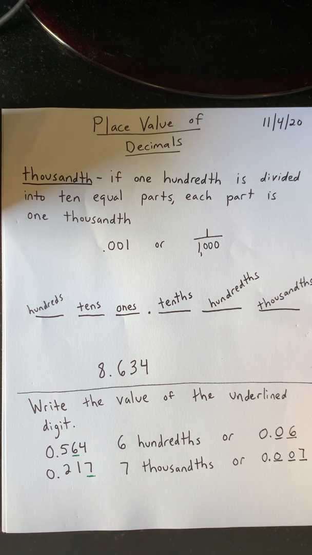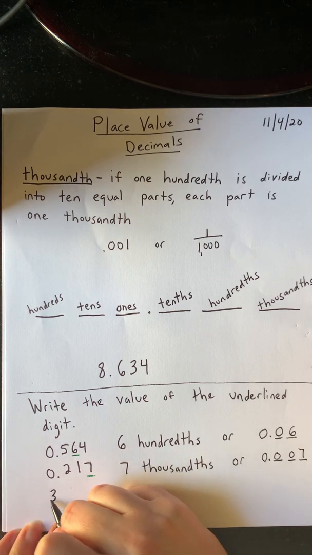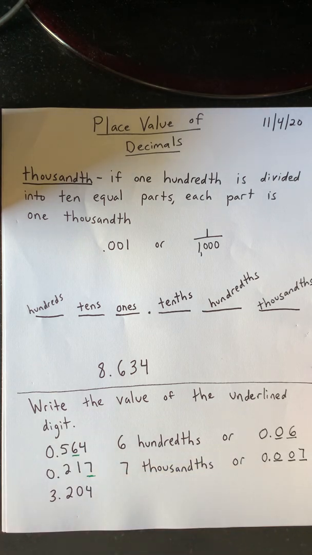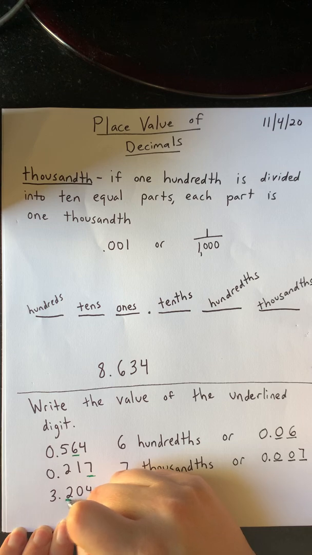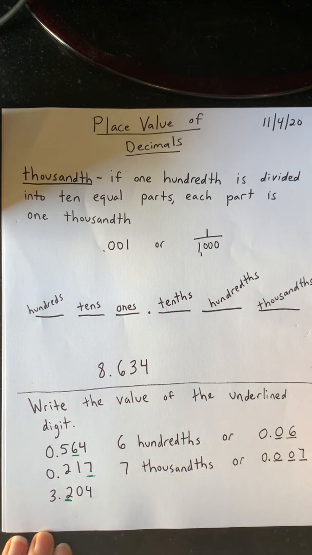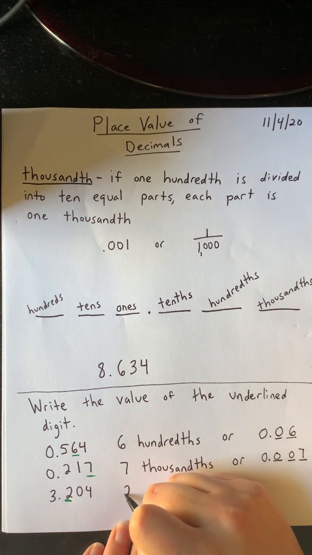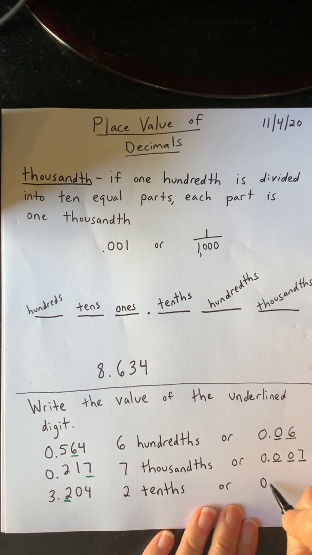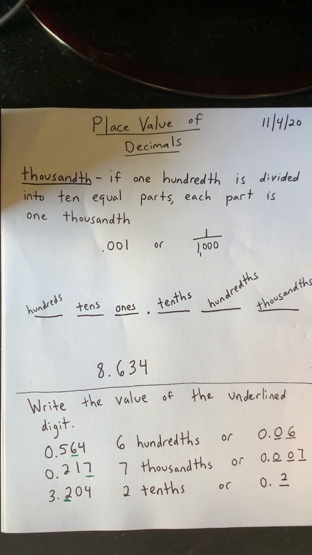All right, let's try another one. 3 decimal 204. And I'm going to underline the 2. So if I want to know the value of the 2, well, the 2 is 1 spot after the decimal. The spot after the decimal is my tenths place. So a 2 in the tenths place, the value is 2 tenths. Or 0 decimal 2.